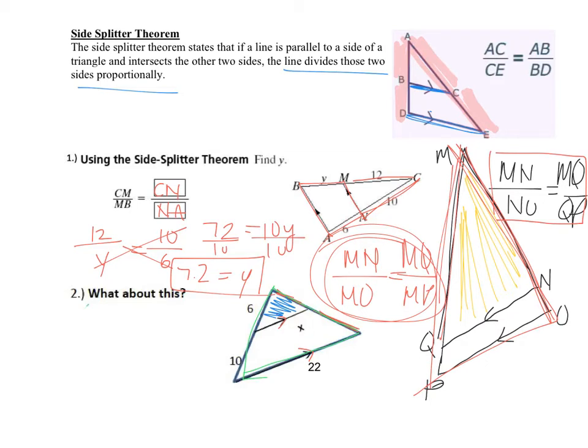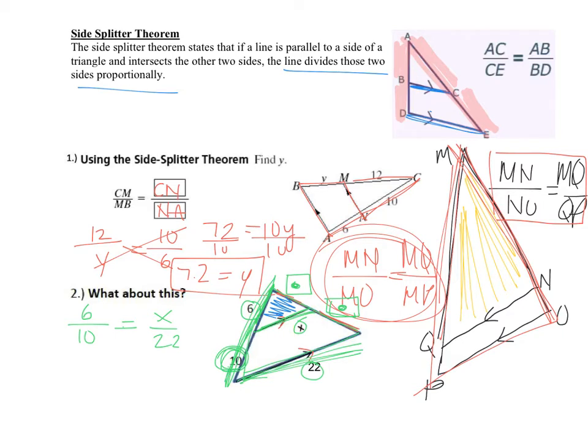If you set up 6 over 10 equals x over 22, this would be wrong because 10 is not a part of a triangle, right? 6 is a part of a triangle, x is a part of a triangle, 22 is part of a triangle, but 10 is not. If we had this side here and this side here, then we could do 6 over 10. But we don't have that here. X is the bottom of our little triangle and 22 is the bottom of our big triangle, where 6 is the side of this triangle. So what's the side of the big triangle? Yeah, we need to use 16.